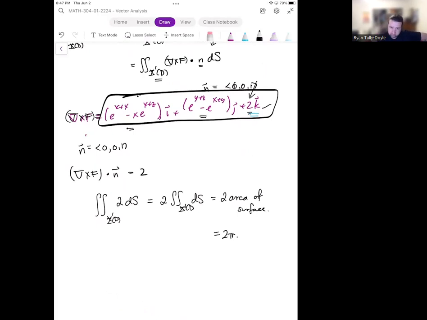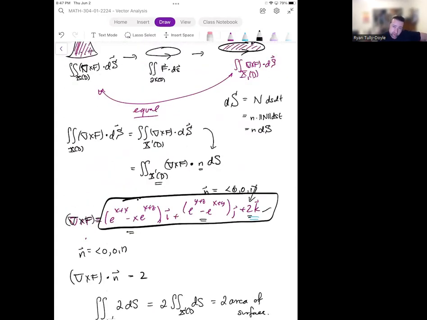That's the sort of thing you can do with Stokes' theorem: you can reduce these complicated problems to simple ones in some cases. And the idea of taking a complicated surface and replacing it with a simple one is a core technique in the application of these ideas.